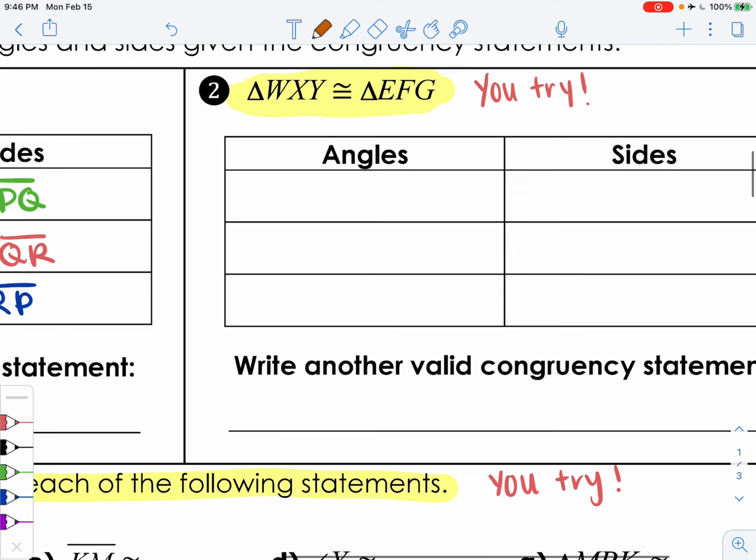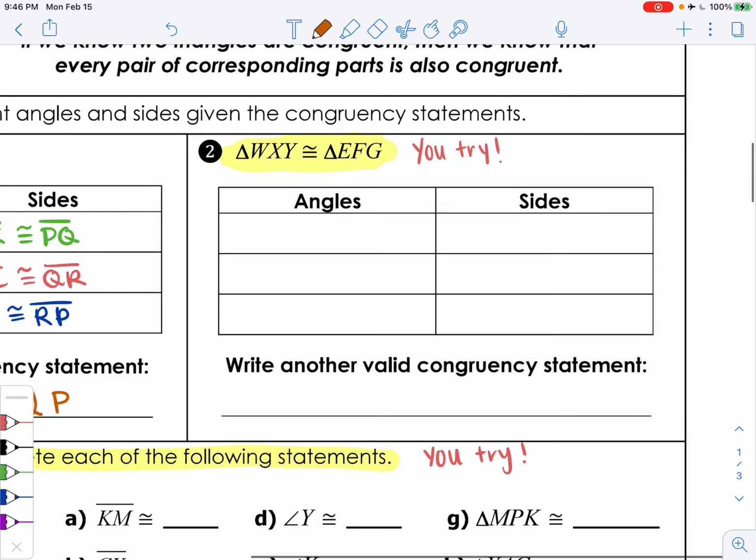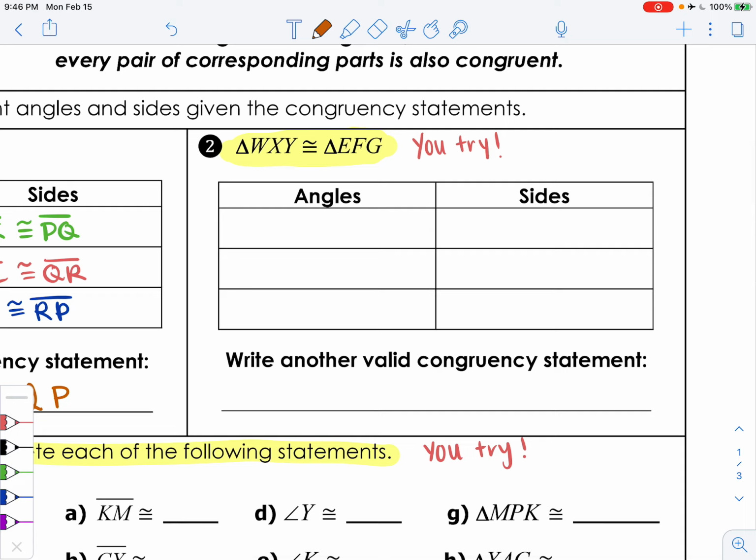All right, this next question and the one after that in your notes are going to be you try problems on the Desmos. So continue on to the next 2 slides, fill in what you can, and then you'll continue back with some more videos.